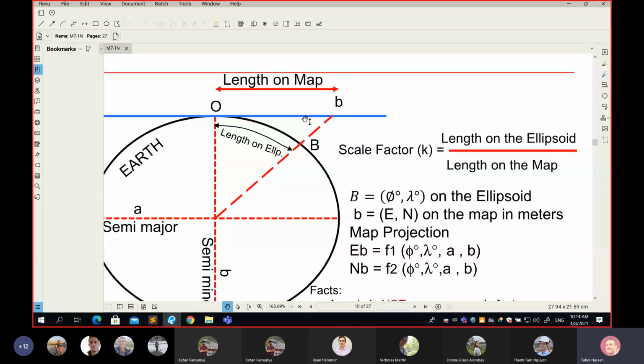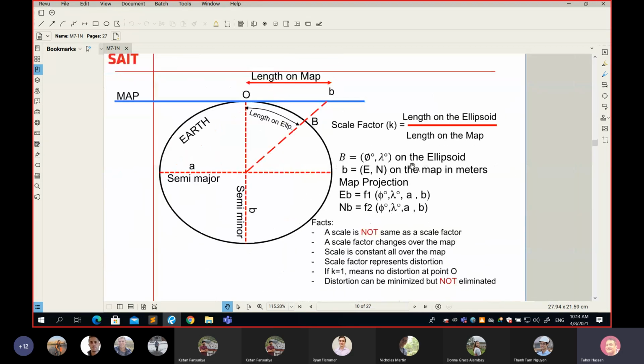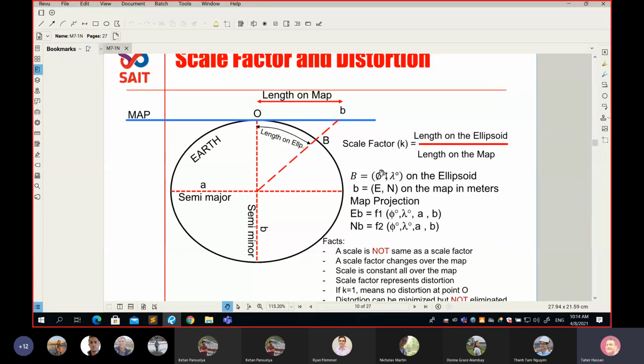So on the map, because it's a flat sheet, I can define my x-axis and y-axis, and find lowercase b's coordinates in terms of easting and northing. Something that we already believed in last class is that as we project a curved surface into a flat sheet, there must be, not a choice, there must be distortion.